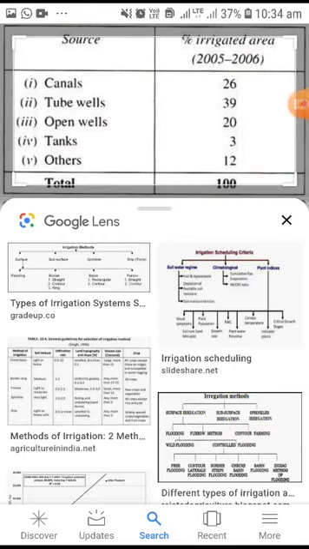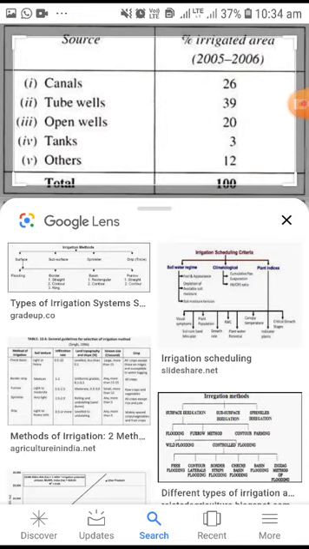So 39% of land actually depends upon tube wells, open wells 20%, tanks 3%, and others, in the sense as I said, rivers and lakes, ponds also depend. So that is the other 12% of the land, that is all together 100% of the land is supplied water in different percentages. As you see, the highest percentage is the tube wells.